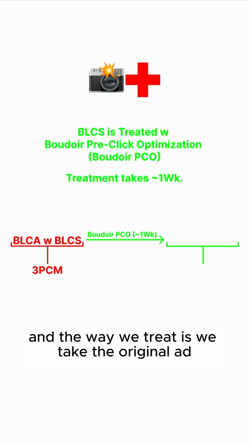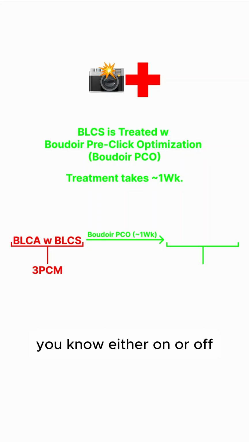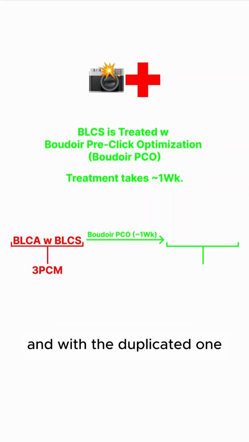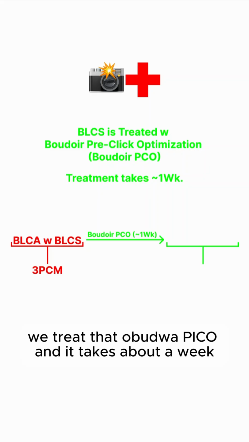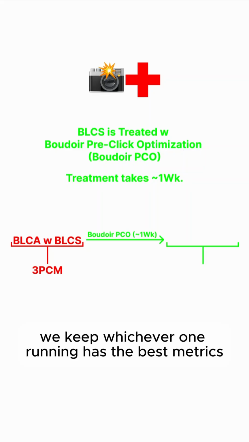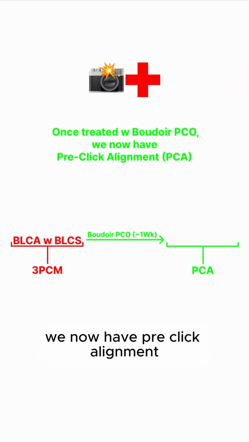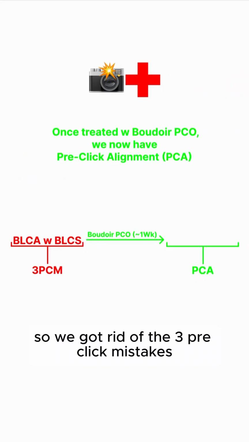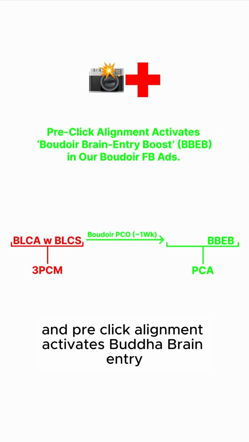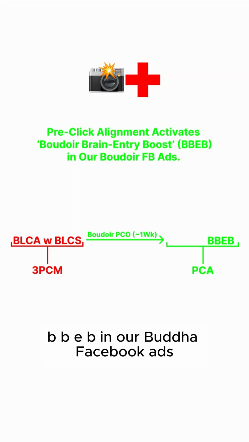The way we treat is we take the original ad, we duplicate it, and we leave the original ad either on or off, whatever it was. With the duplicated one, we treat that with Boudoir Pico, and it takes about a week. Then at the end, we keep whichever one running has the best metrics. Now, once treated with Boudoir Pico, we have pre-click alignment, so we got rid of the 3 pre-click mistakes.